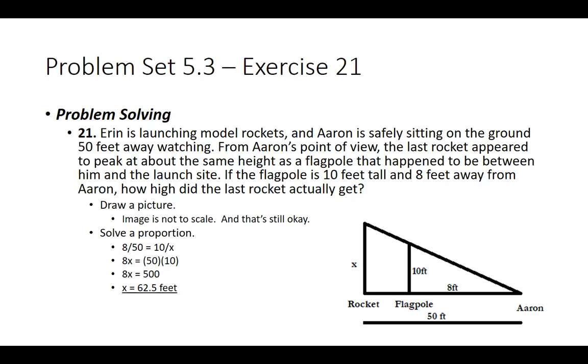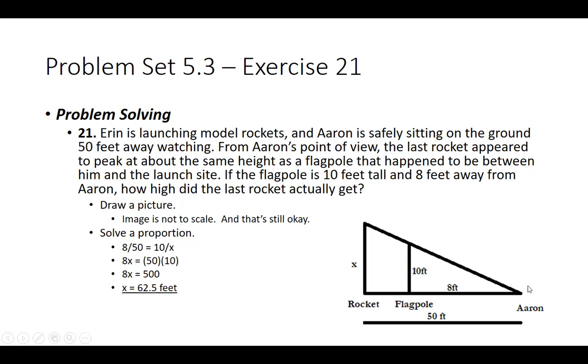the last rocket appeared to peak at about the same height as a flagpole that happened to be between him and the launch site. If the flagpole is 10 feet tall and 8 feet away from Aaron, how high did the last rocket actually get? The first step is to draw a picture which models the situation.